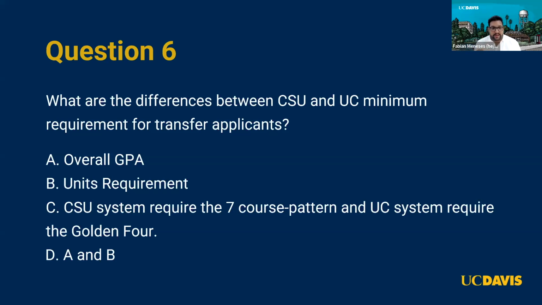And lastly, the CSU system requires the Golden 4, which consists of oral communication, written communication, so English, critical thinking, and quantitative reasoning, which is math. And the UC system requires a 7-course pattern, which is determined only by looking at assist, the transferable courses tool.